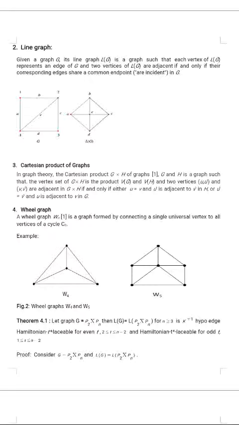So this is W4. It is W3. And you can see the next example, W5, because the outer vertices are 5 vertices and the middle vertex, so that it is a W5.